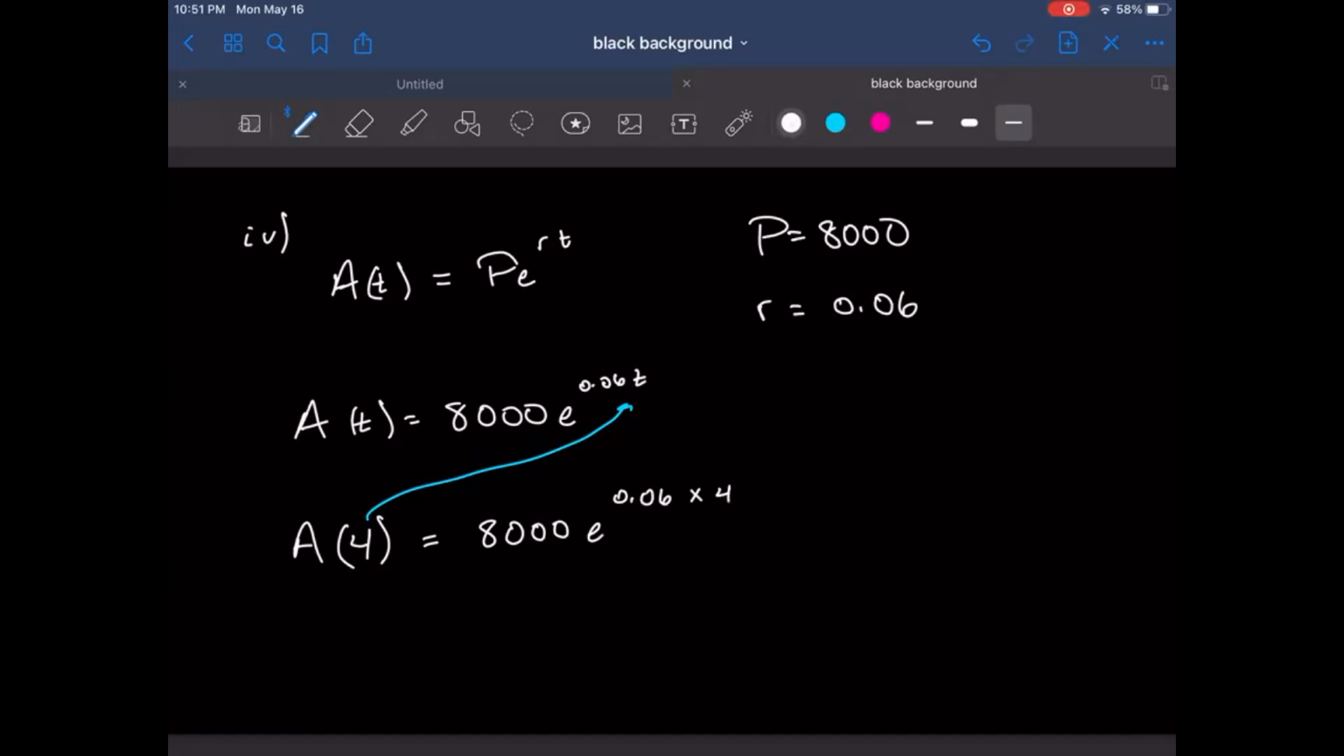Okay. How do you evaluate a function? Plug it into the variable. Yeah. Okay, that makes sense.